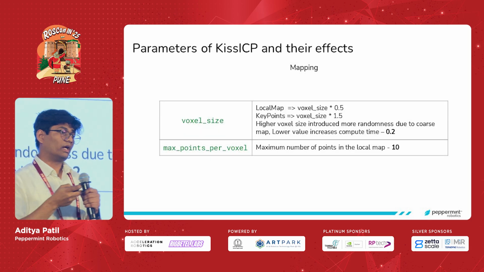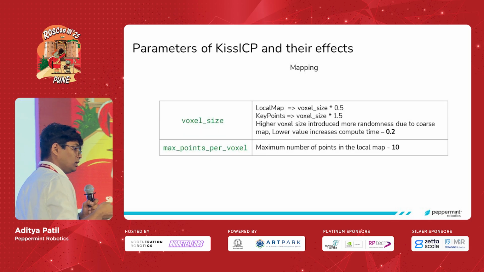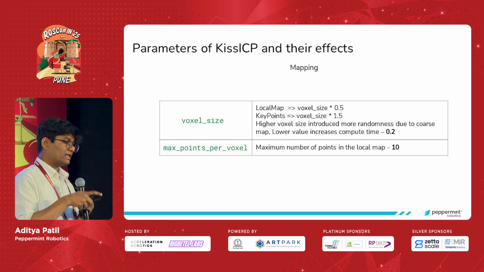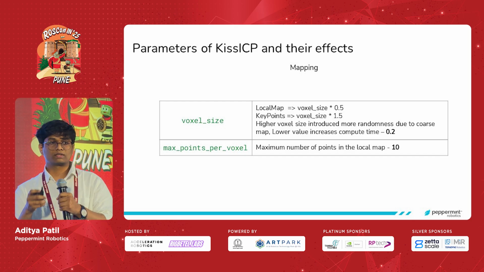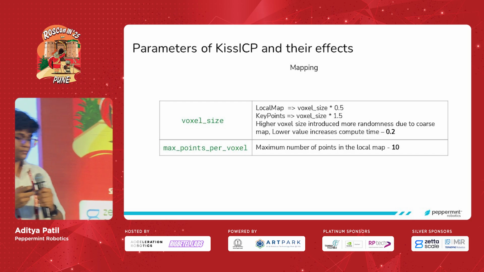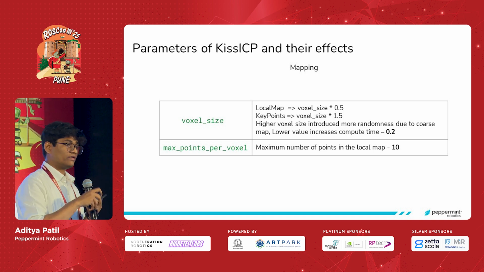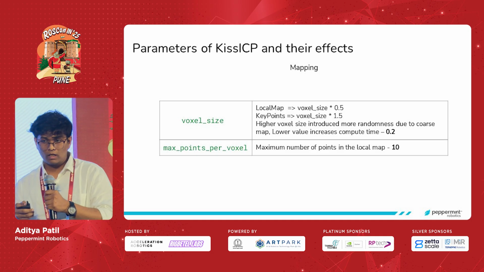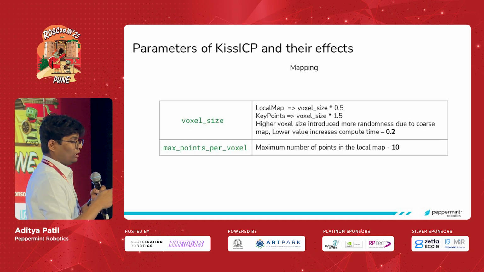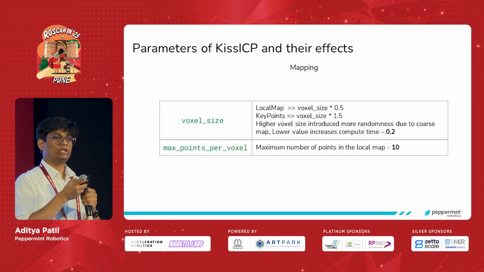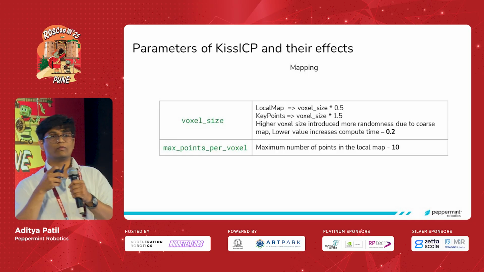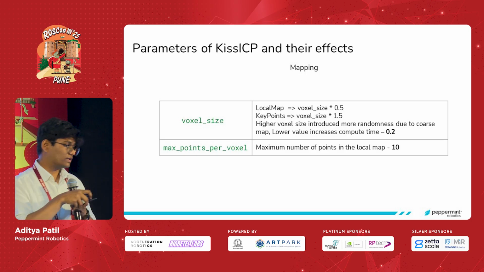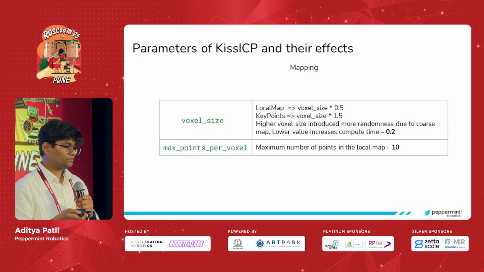Then we have mapping, where we define how well we want to define the local map. The first is the voxel size, and the second is the max points per voxel. When we are performing a two-step voxelization, we have the feasibility to define what should be the size of each voxel. And when we are creating the local map, we have the privilege to represent multiple points as a single voxel. So max points per voxel helps you do that.